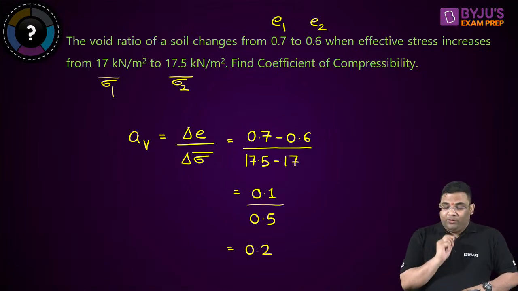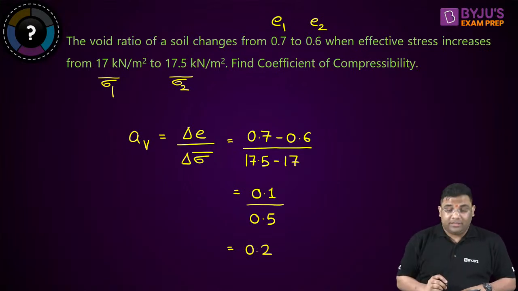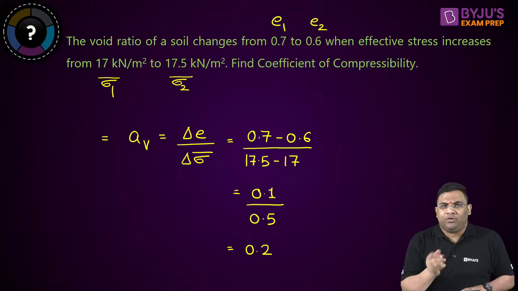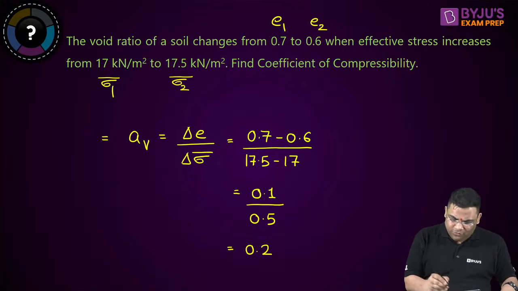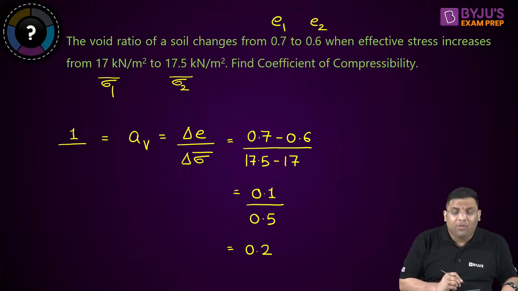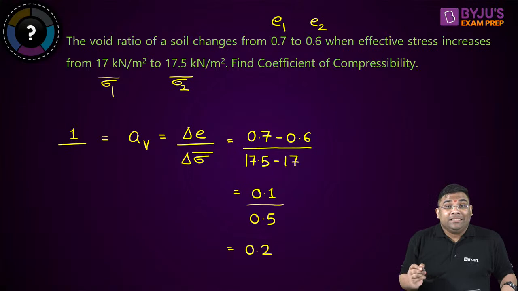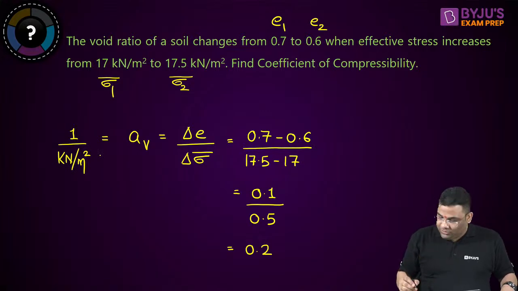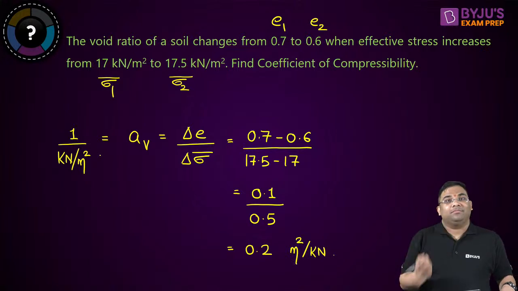Now what will be the unit of this? Very important. You see, the change in void ratio. Void ratio doesn't have any unit, right? So it is unitless. Now, change in stress will have a unit of how much? Kilonewton per meter square. So 1 by kilonewton per meter square gives me what? Meter square per kilonewton. Right?